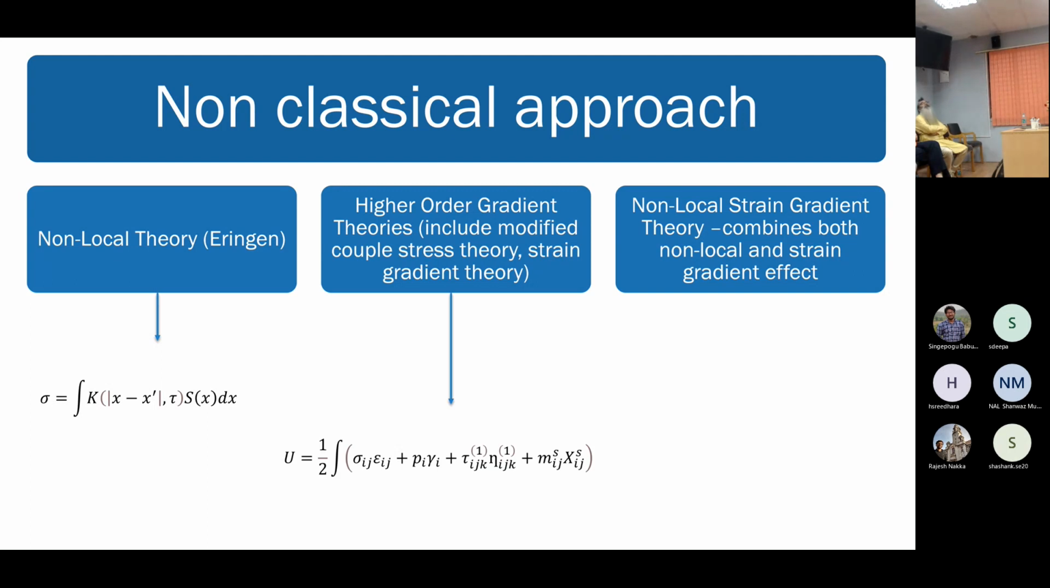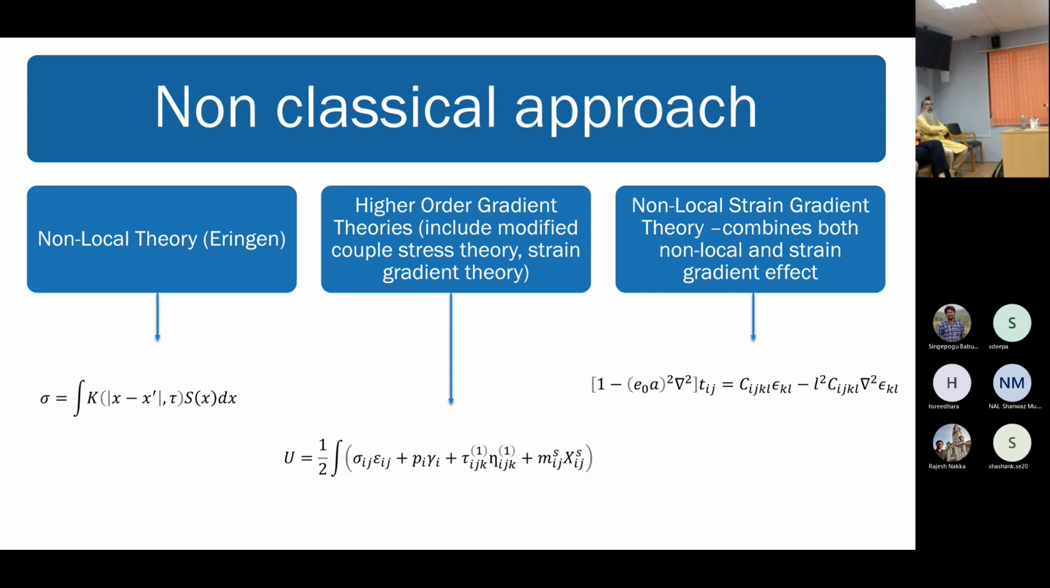Then we have the higher order gradient theories. These theories use a modified strain energy expression. For classical theory, we have the expression half sigma_ij epsilon_ij. But moving further with strain gradient theory, we are including not only the strain, but also the gradients of the strain, to more effectively capture what is happening at a microscale level. So here we have higher order terms, which include the gradients of the strain multiplied by the corresponding stress tensors to get the higher order strain energy.